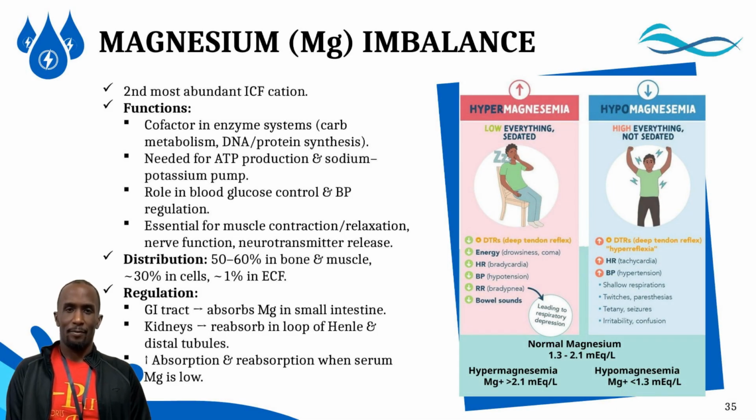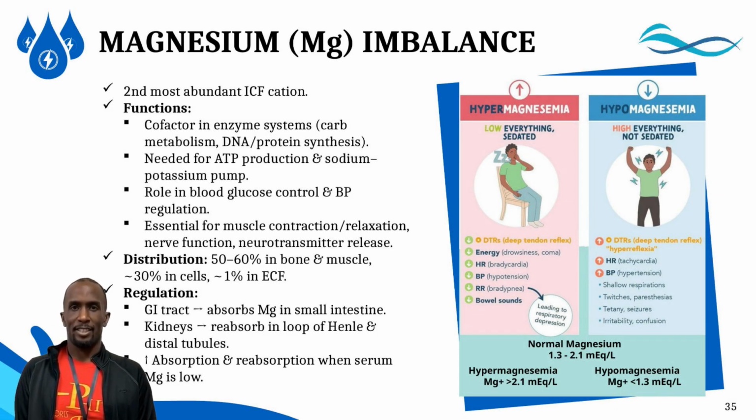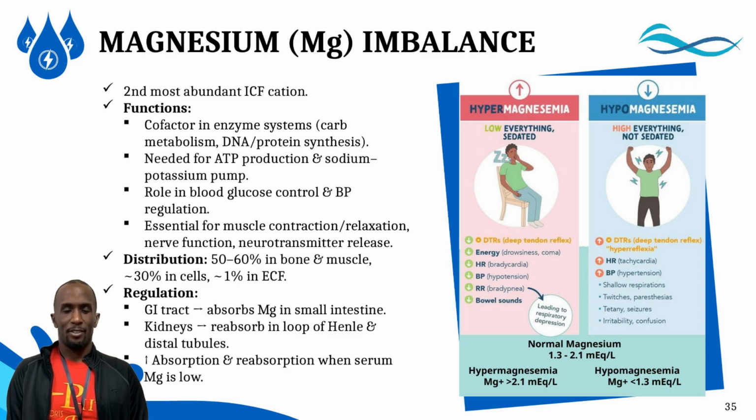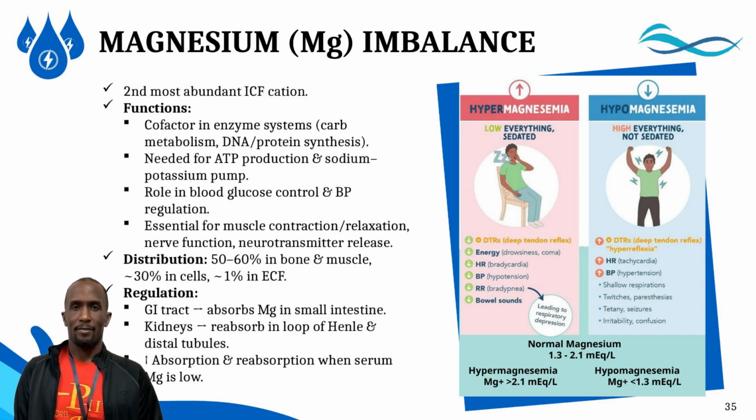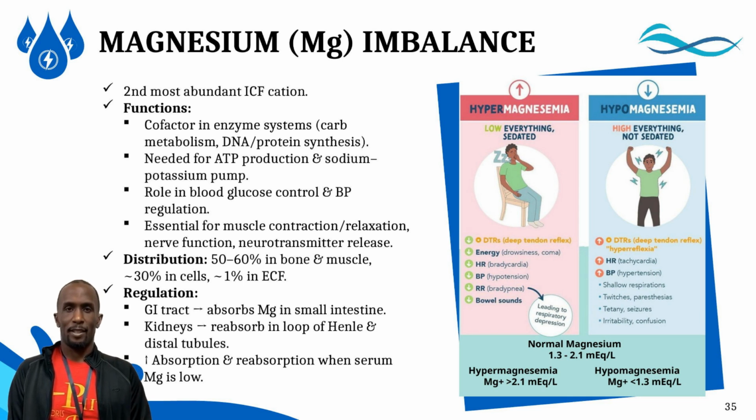Magnesium, the second most abundant intracellular cation, is crucial for enzyme systems, adenosine triphosphate production, and sodium potassium pump function. It regulates blood glucose and blood pressure and is vital for muscle and nerve functions. Magnesium is primarily stored in bones and muscles, with absorption in the gastrointestinal tract and reabsorption in the kidneys, increasing when serum levels are low.